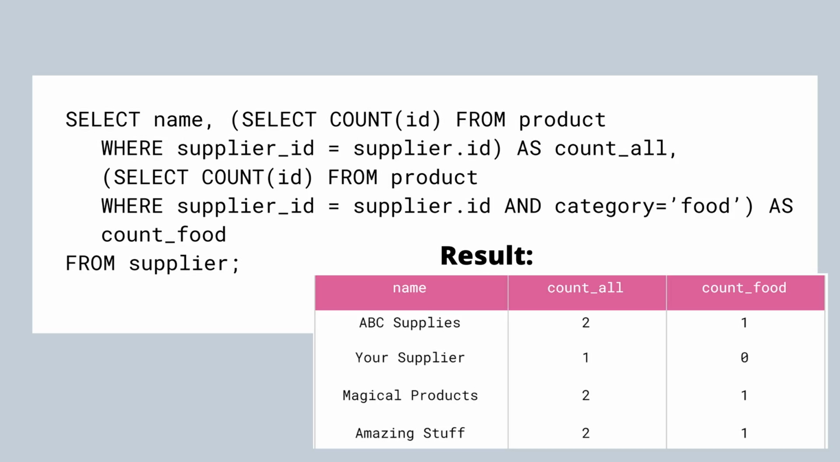Let's take a look at another example. Now, instead of the average function, we use the count function. Note that we now count two metrics with two different subqueries. The first subquery counts the number of products provided by the supplier in general. This subquery is very similar to the previous one, where we used the average function. In turn, the second subquery counts the number of products from the food category by adding another condition in the where clause. Note that both metrics are provided as subqueries in the select clause and both are calculated independently.